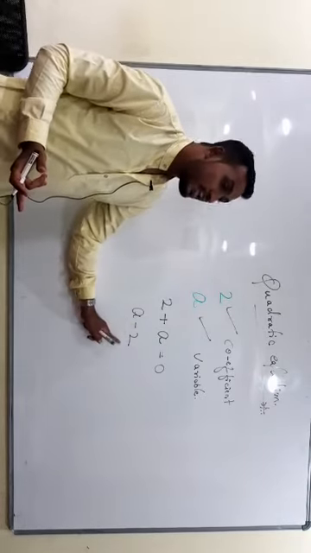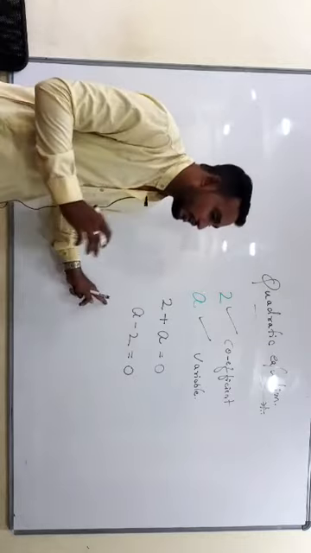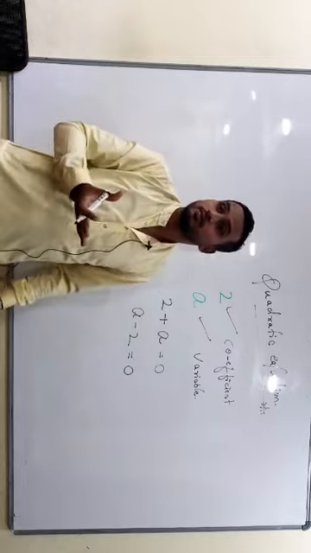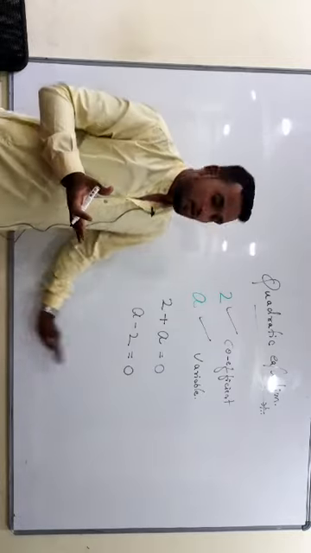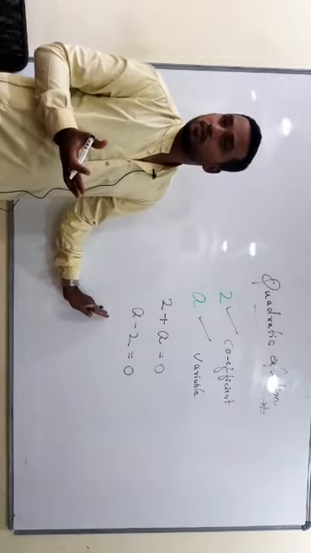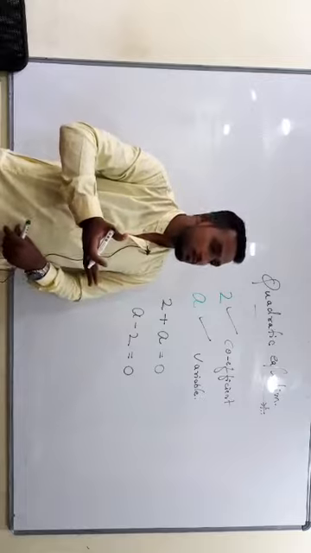Now this is an expression. If I write this value equals 0, anything equals to 0, that is called an equation. Did you understand? Without equals to 0, that is an expression. If you write equals to 0, then it becomes an equation.